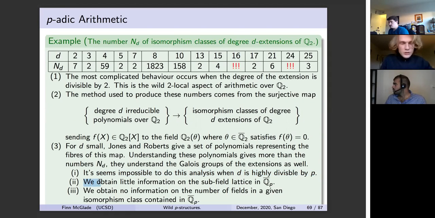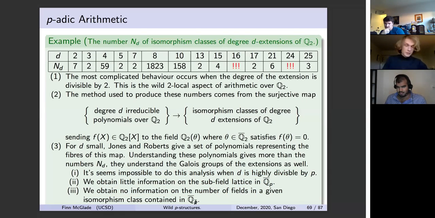It also doesn't give you all the information you'd like to know. For example, it doesn't tell you how the various different subfields of Q_p bar sit inside of each other. It just gives you representatives for the isomorphism classes, but it doesn't tell you about the subfield lattice. And it also doesn't tell you how many fields there are in a given isomorphism class.